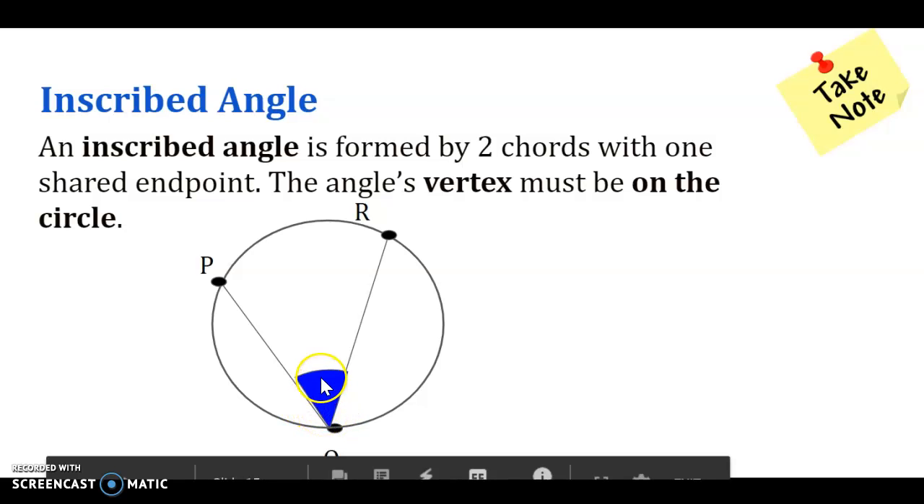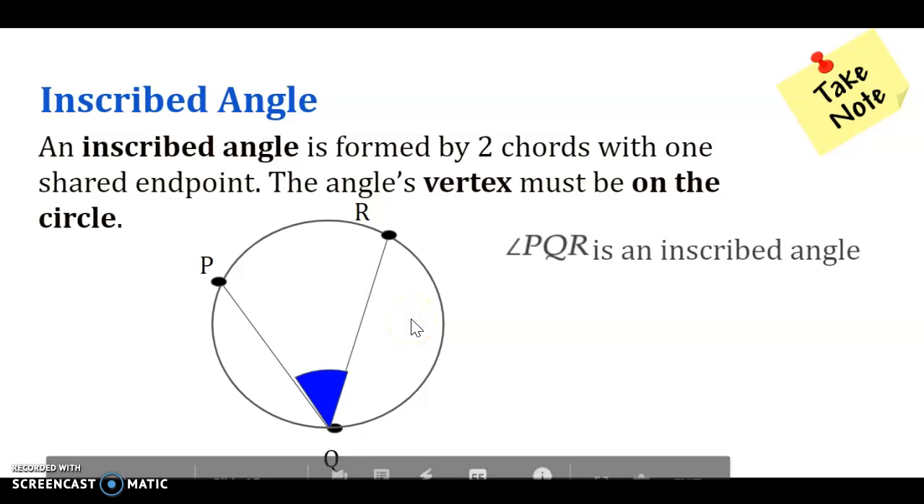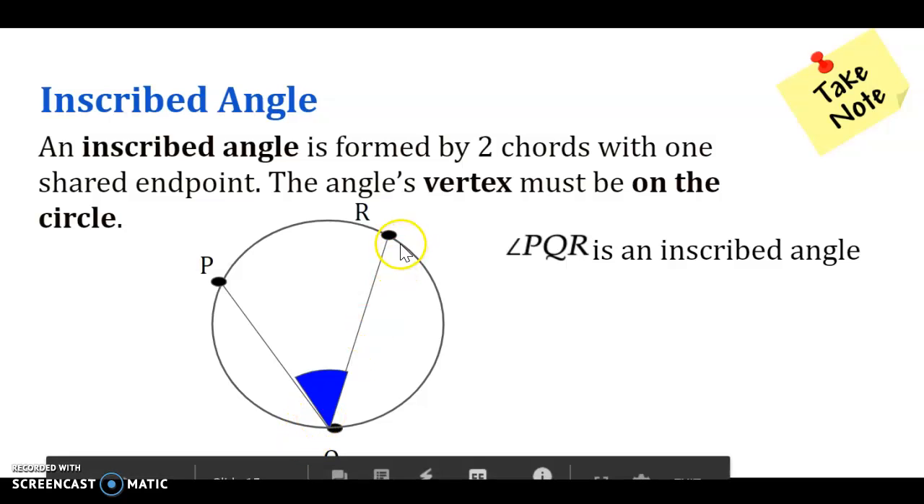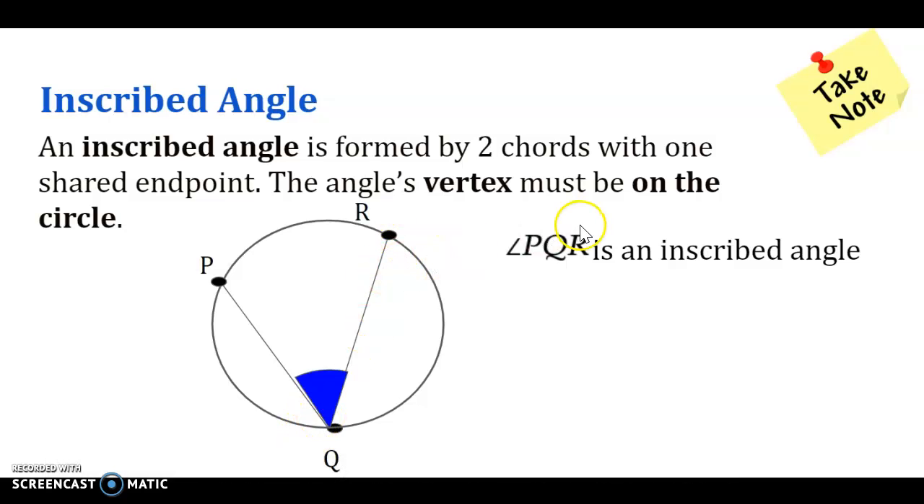So this is the inscribed angle. This blue angle is called an inscribed angle. And that point, the vertex, has to be on the circle. That's the definition of an inscribed angle. And we say that angle PQR is an inscribed angle.